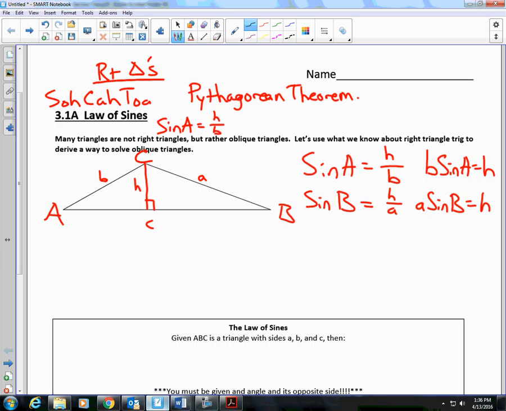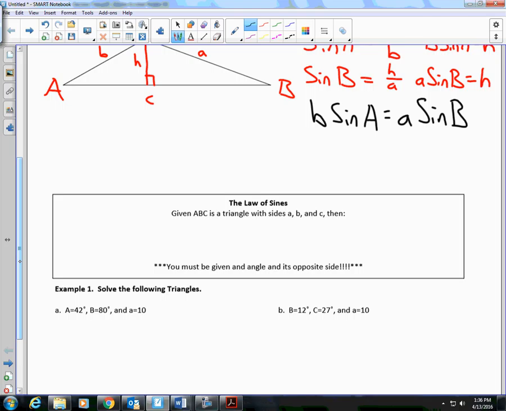Right here, so we are talking about the side. If they're both equal to h, then they should be equal to each other. So I can write b times the sine of angle A is equal to a times the sine of angle B. Now that's almost in the form of what we call the law of sines.